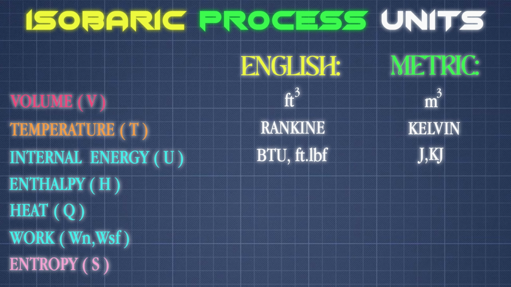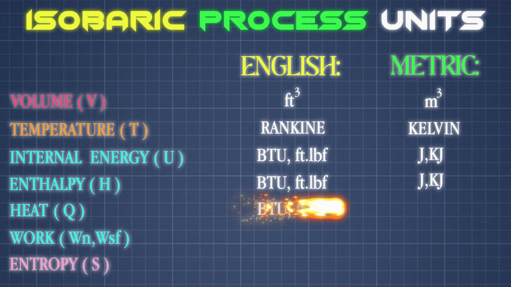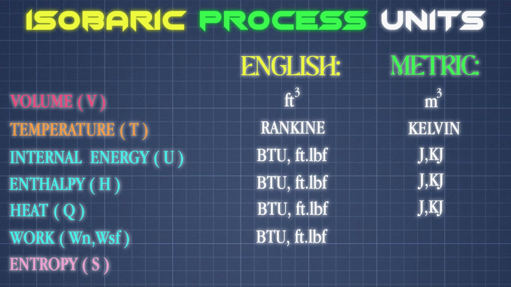Tandaan nyo, pag joules, equivalent lang yan sa Newton meter. Pag kilojoules, kilonewton meter naman. So for the enthalpy, ganun ulit, BTU or foot-pound force. For metric, we have joules or kilojoules. Sa heat, ganun din, BTU or foot-pound force. For metric, we have joules or kilojoules. Then for work, either non-flow work or steady flow work, we have BTU or foot-pound force. For metric, we have joules or kilojoules. Then sa entropy, we have BTU per degree Rankine. For metric, we have joules per Kelvin.